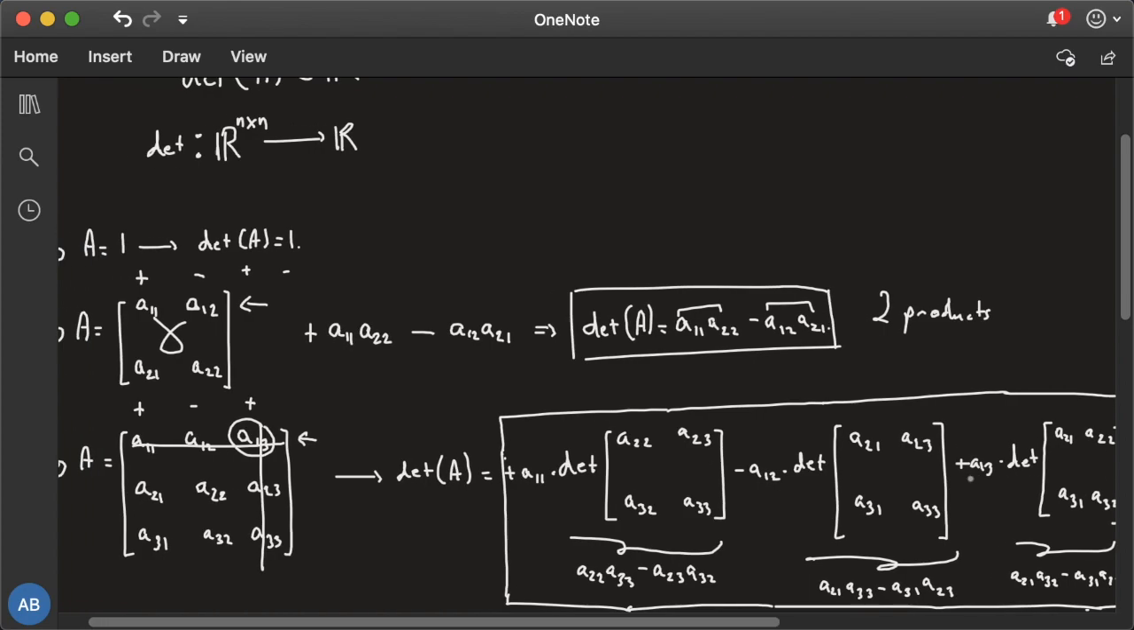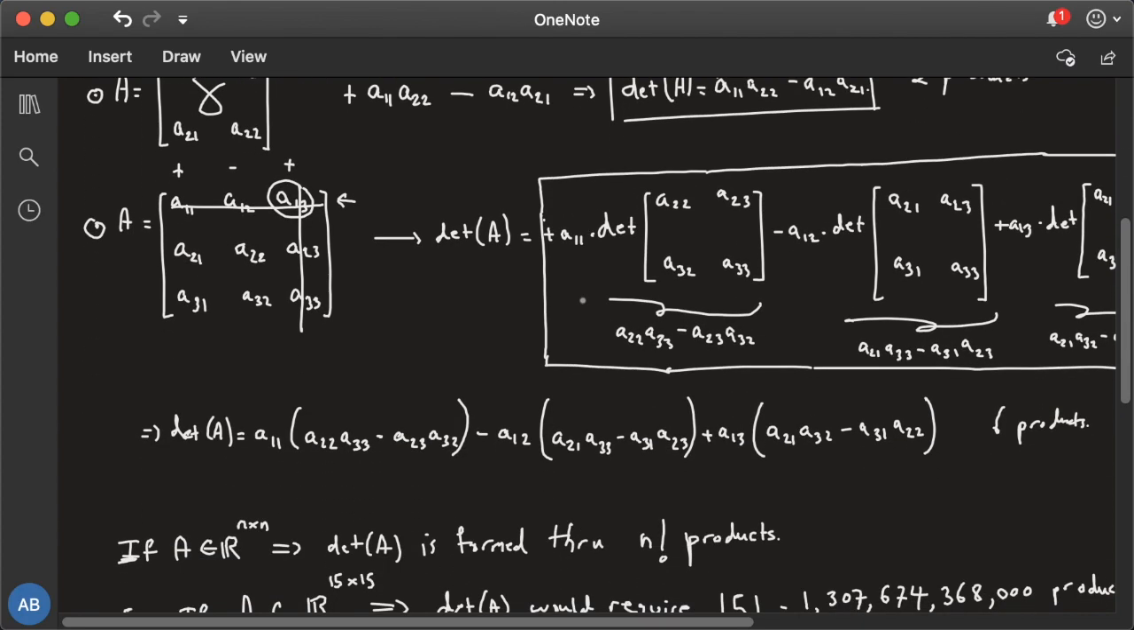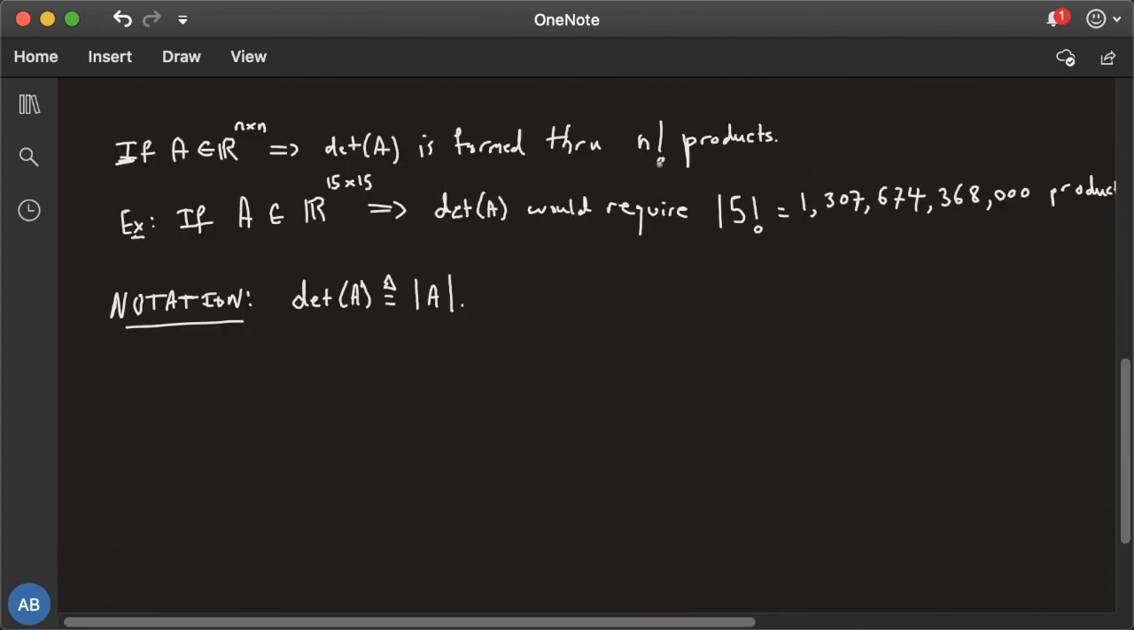Okay? So in this one, we talked about determinants of simple 2 by 2 and 3 by 3 matrices, right? Gave an example on that. And we also computed the number of products required for determining the determinant of a matrix, which is n factorial, an extremely large number even for moderate sized square matrices.